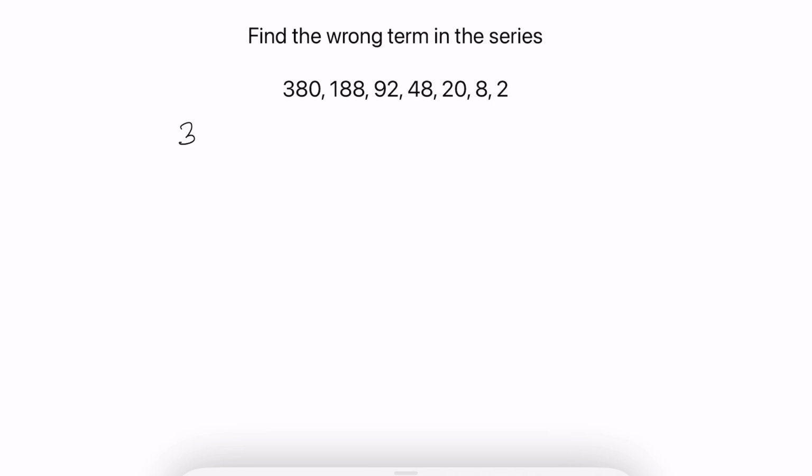We have the numbers 380, 188, 92, 48, 20, 8 and 2. First, let's try to solve this by using the difference method.